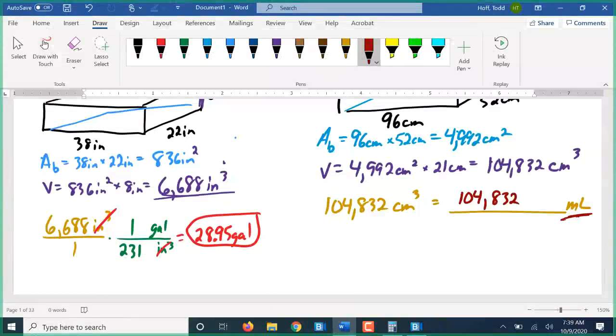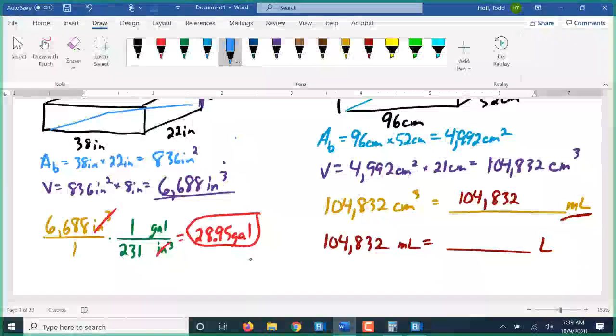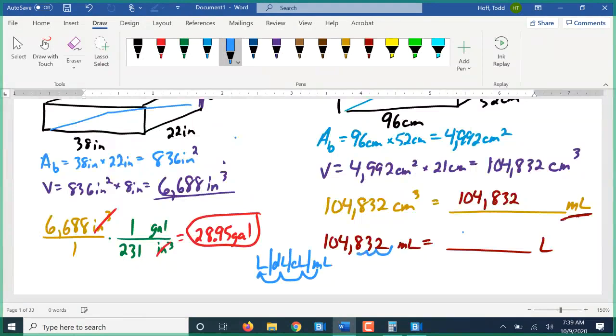Well, now that we have it as milliliters, we can convert it to liters, because on the chart, from milliliters to liters is 3 spots to the left. So let's move our decimal point 3 spots to the left. That's 104.832 liters in that tank. So it's just under a 105 liter tank.